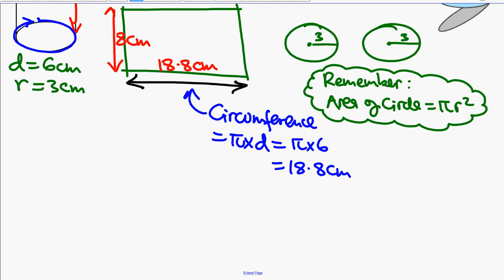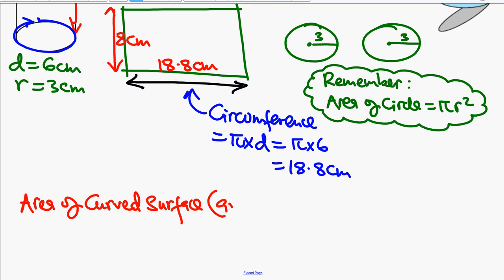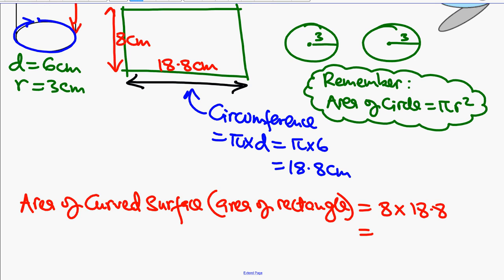So the area of the curved surface, which is the area of the rectangle, will be 8 multiplied by 18.8, which will give us 150.4 centimeters squared.